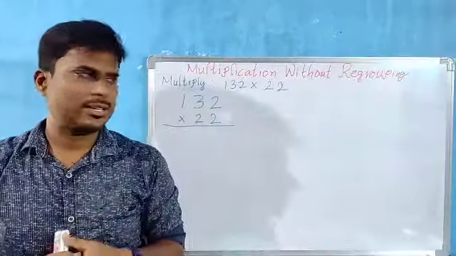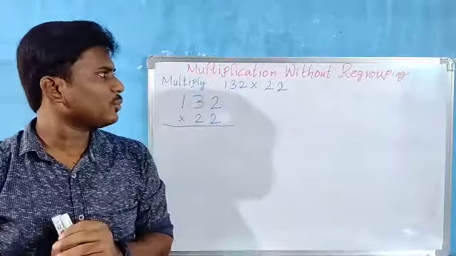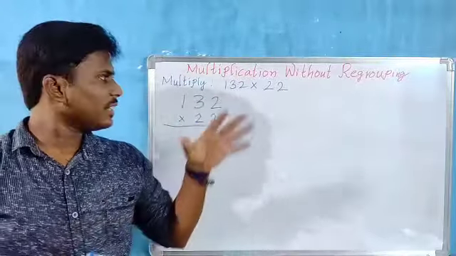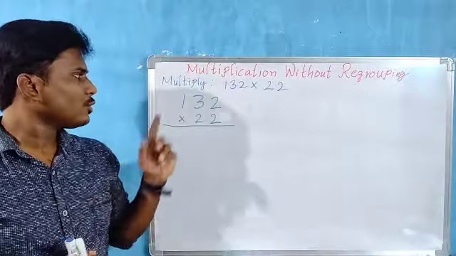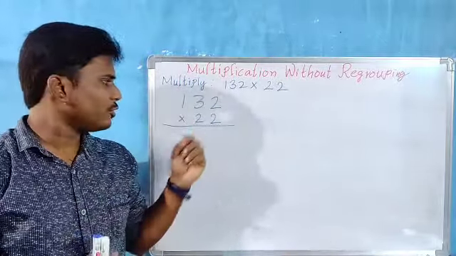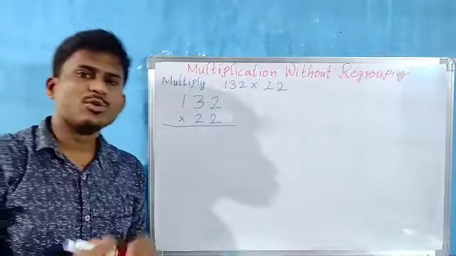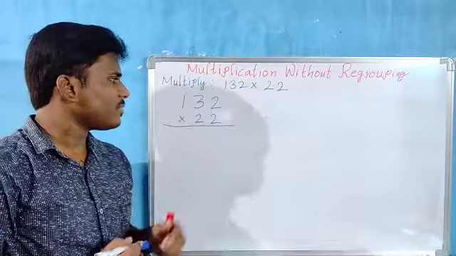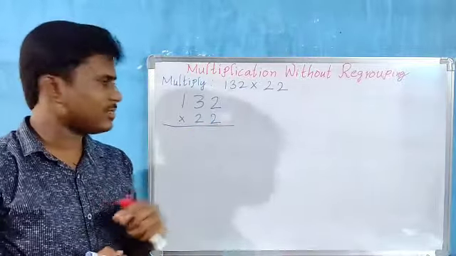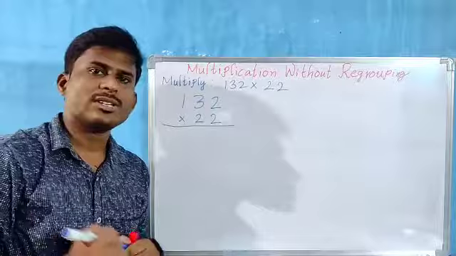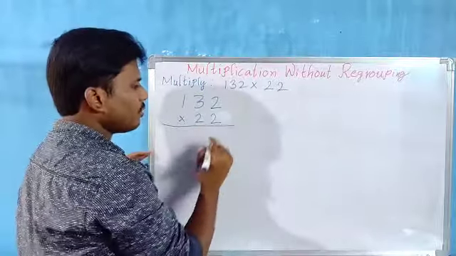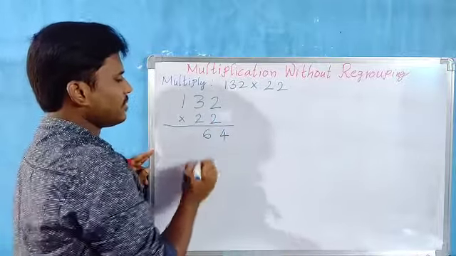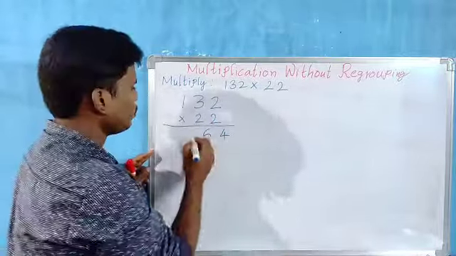Multiplication without regrouping, children. So, let us multiply 132 into 22, children. See, children, we have to arrange the given numbers in this format, children. So, this is our multiplicand and 22 is our multiplier, children. So, we have to follow some steps here. 132 is a multiplicand. First, we have to multiply by 2, means ones place, children. 132 into 2 is our first step. Then 2 2's 4. We have to start from the ones place only, children. 2 3's 6. 2 1's 2.